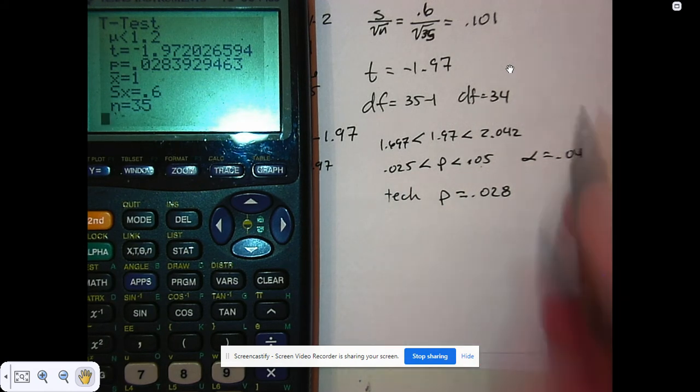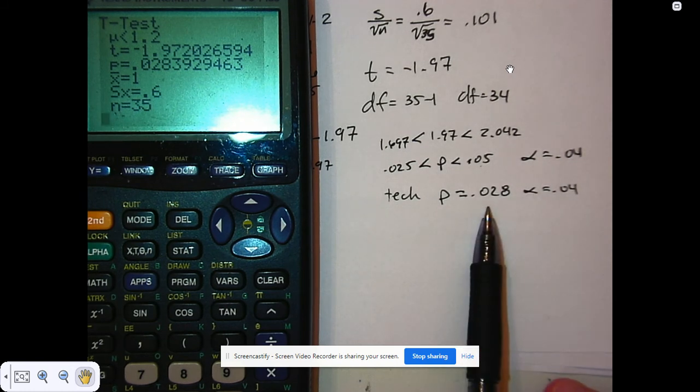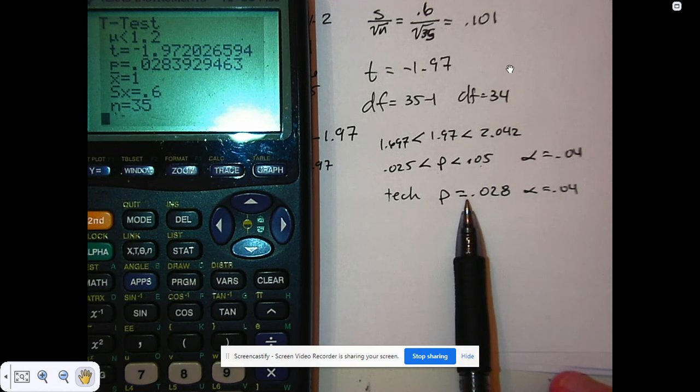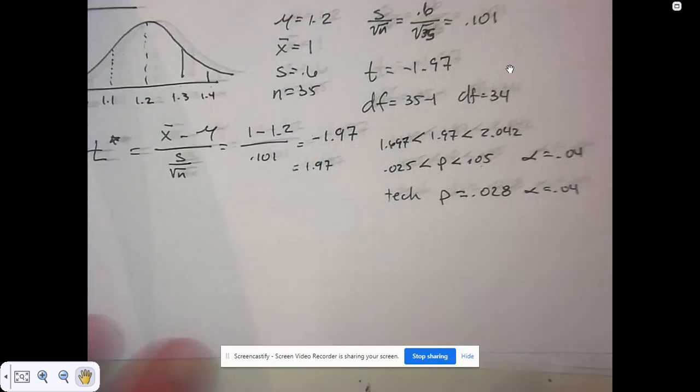And now I can clearly state my conclusion because I know exactly what my alpha value is, and I know that the p-value is less than that. All right, so now I can make my conclusion. Before, when I did it with the table, I was not able to make a decision. But on this, I was able to make a decision. So now I can go ahead and do that.